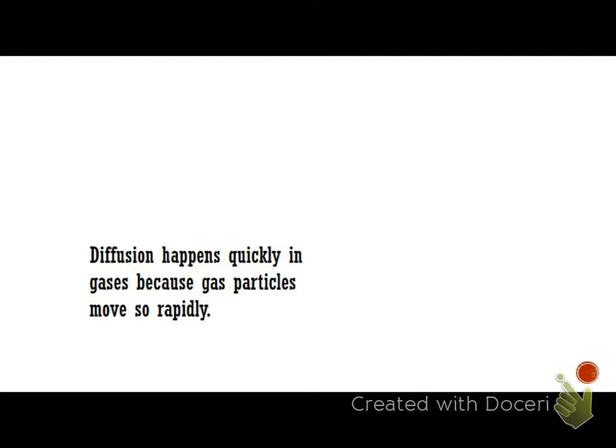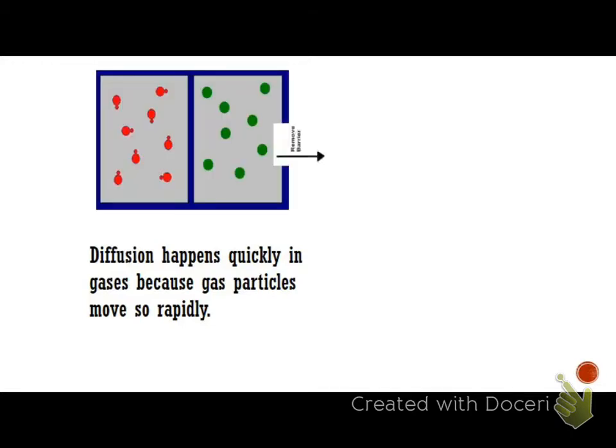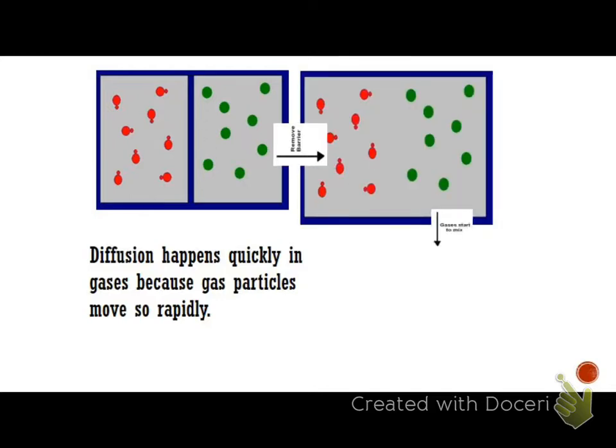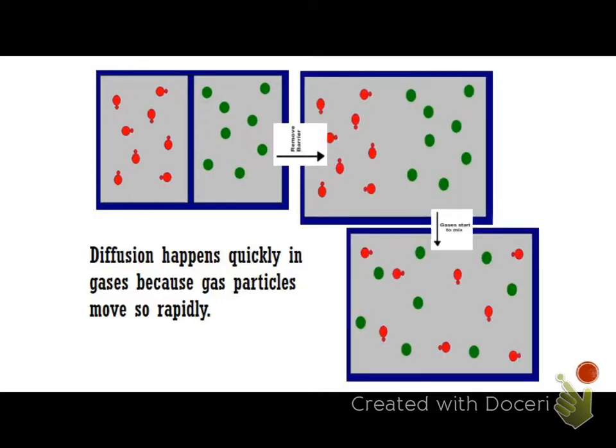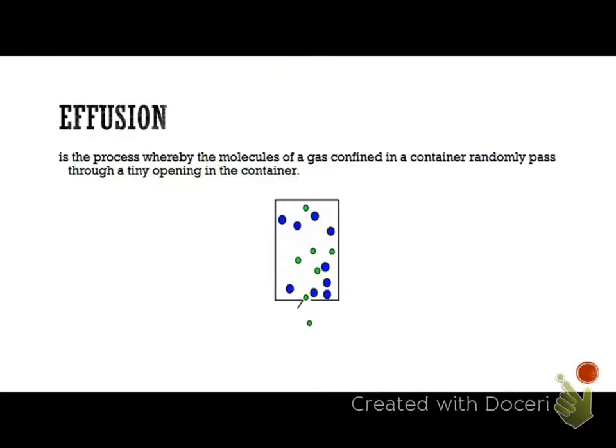Okay? Effusion is a little bit different. Diffusion happens quickly in gases because the gas particles move so rapidly. They're moving around all the time, so they will mix together. In effusion, the process is a little different. There we have molecules escaping through a tiny opening in the container. Random motion means eventually those particles are going to come out. It's different with pressure involved, because pressure will equalize. But if it's just an opening, it's just going to eventually come out.